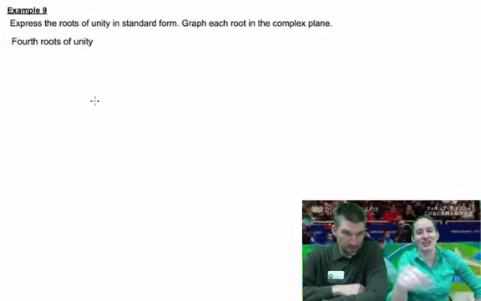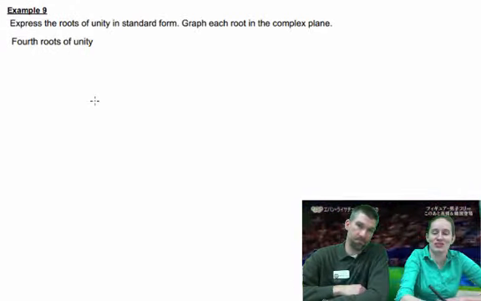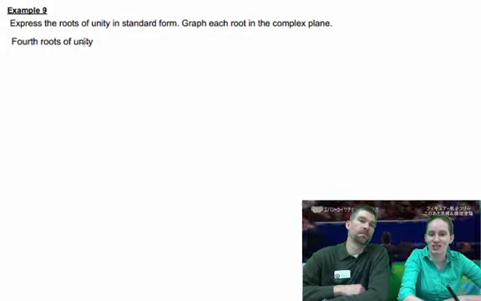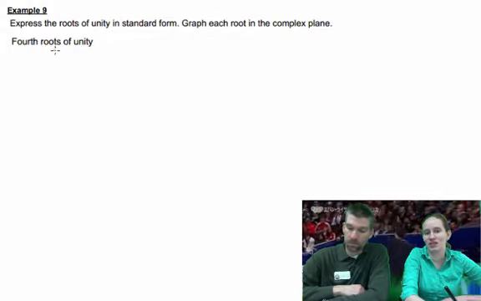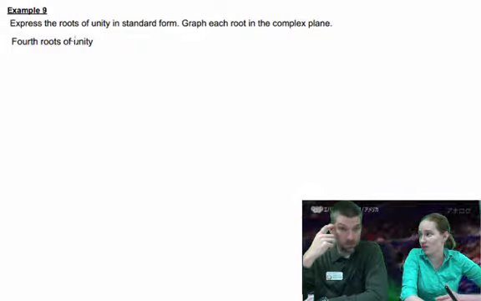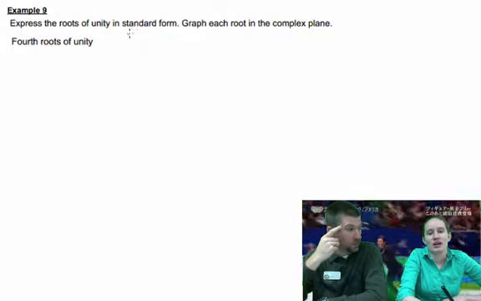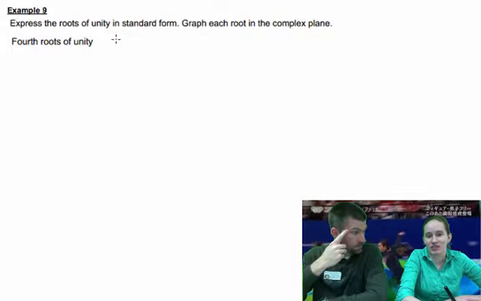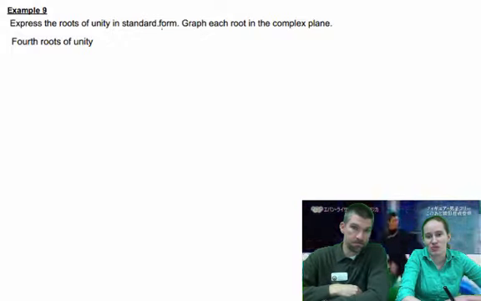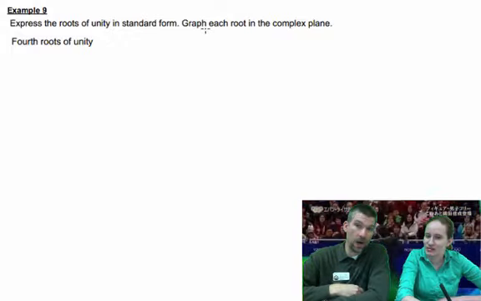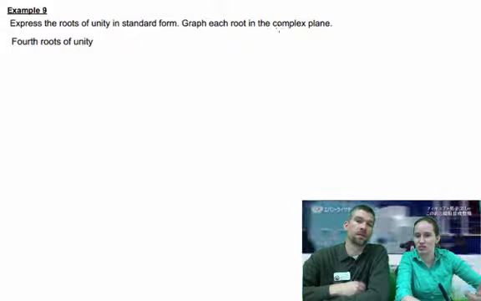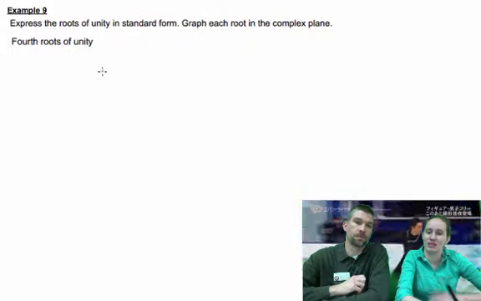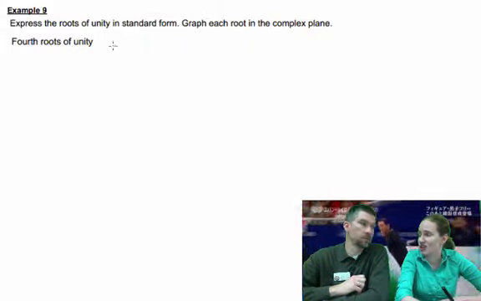Example 9, roots of unity. We started talking about this earlier. We're talking about the 4th root of 1. What times what times what times what is 1? Exactly. But the reason it's not just an answer of 1 is we're going to graph each root in the complex plane. It's going to be similar to what we just did at the very end of example 8.